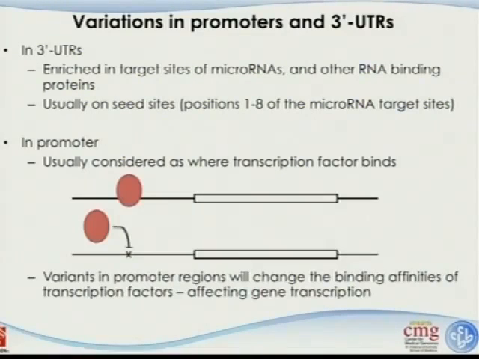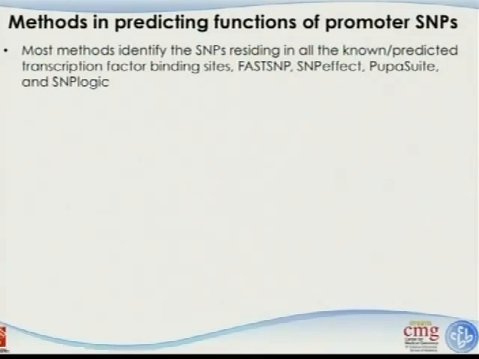Next is the promoters. They are usually considered as where transcription factors bind. So the general notion is, if a transcription factor binds in the promoter region upstream of the gene, and there's a variation here and the transcription factor doesn't like this region anymore, that will affect the gene expression levels. Okay? And most methods of doing this promoter SNP prioritization identify the SNPs residing in all the known or predicted transcription factor binding sites. So you know these are the regions that transcription factors bind, and you see whether you find a variation in those regions.